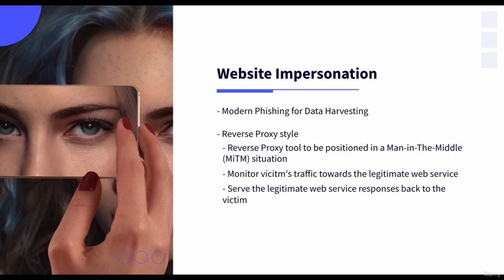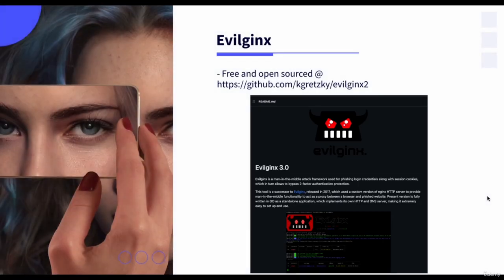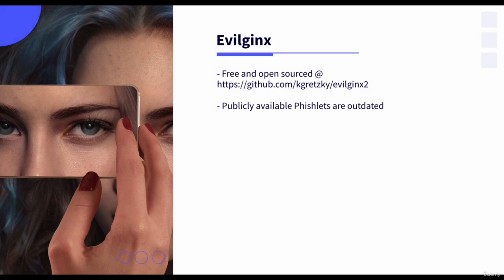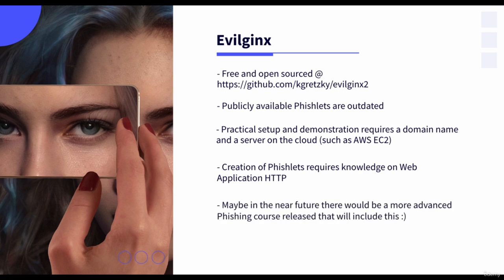Sounds complicated? Fortunately, there are already tools out there available for performing this exact task. One popular example would be Evilginx2. I will be briefly talking about Evilginx2 and walking through an example on YouTube instead of a live demonstration. This is because most of the publicly available phishlets used by Evilginx2 are no longer working, and it is necessary to purchase a domain and spin up a server on the cloud. Creation of the phishlet will require some web application HTTP knowledge in order to debug and identify the correct parameters and session token value, which means that it is not really suitable for an introductory course like this.